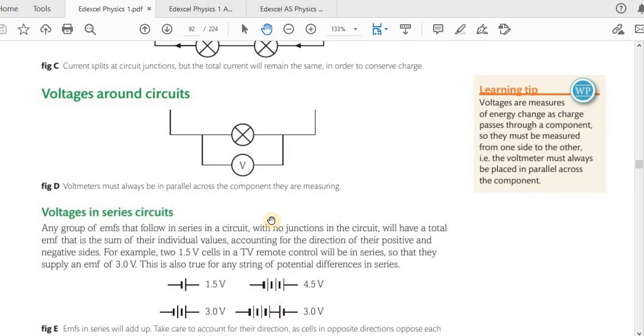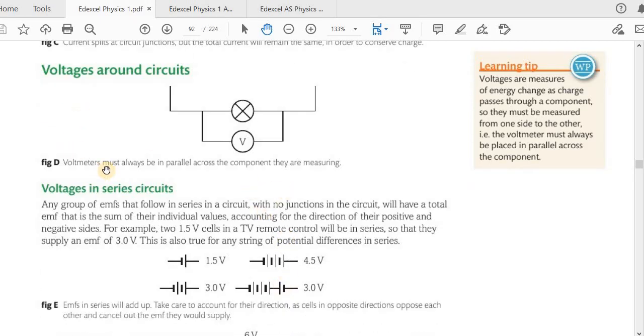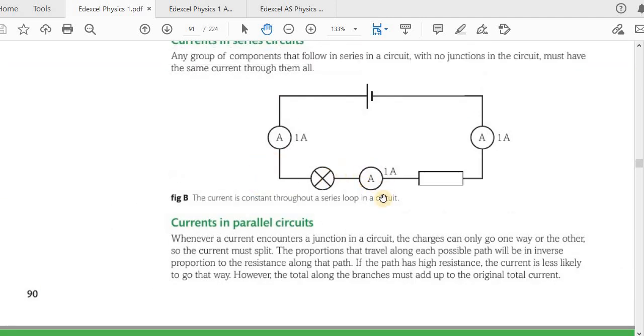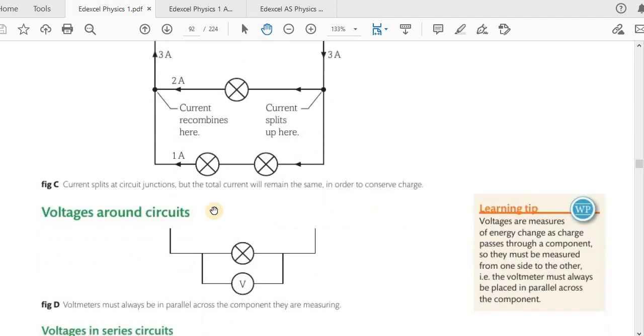Then we have voltages around circuits. The instrument that we use to measure the voltage or potential difference is called a voltmeter. You would have seen this in the O-level class as well. This is the symbol for voltmeter. It's a circle with a capital V inside it. The symbol for ammeter is a circle with a capital A inside it.